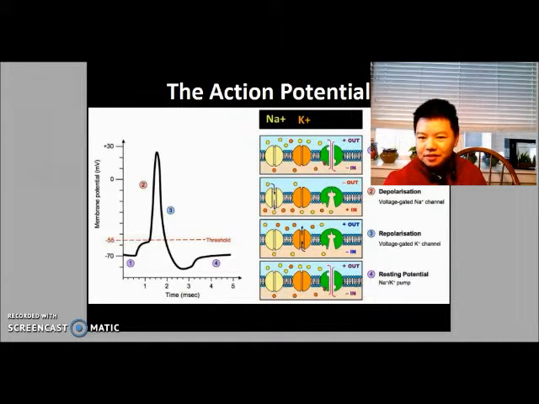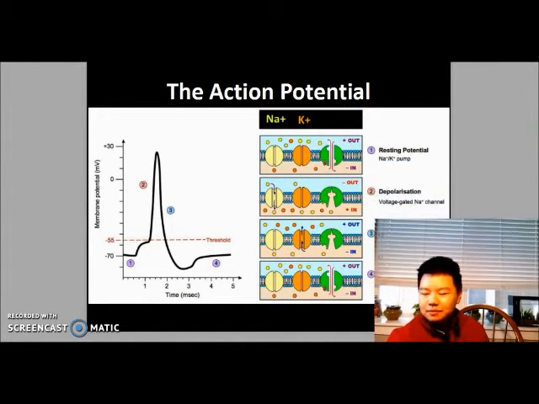I'm going to move this. It's important that you know each phase of the action potential and what channels are involved in that. Resting potential, it's the sodium-potassium pump. That's the only one that's working. During depolarization, that's because a voltage-gated sodium channel has opened, and it has opened because the membrane potential has reached its threshold.